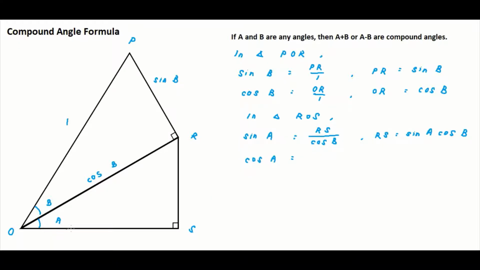So for cos A, I have A over H. So that's why OS over cos B. So what is OS? OS will be equal to cos A times cos B. Okay, same thing, let us just write down what we have got here. So RS is sine A cos B. So this part is going to be sine A cos B. And then for OS, OS is equal to cos A cos B, right? So let us write down cos A cos B.